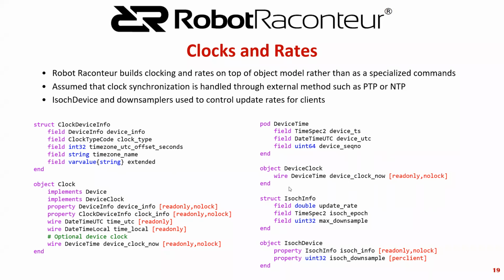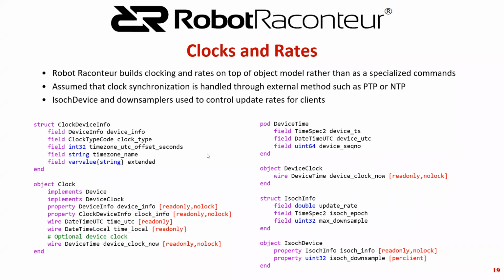Now, the way we handle rates within the system is that we have something called the isochronous device defined here, from which you can receive metadata about the clocking, and then you can downsample per client. So you can say, all right, only give me every 4 samples, and that will reduce the rate of data transmission from the service. And this contains more data about the isochronous device itself: the update rate of the system, the ISOC epoch, which is the starting point of the isochronous counter, and the max downsample available.